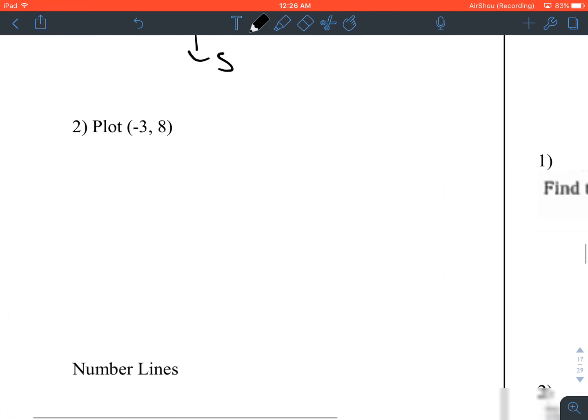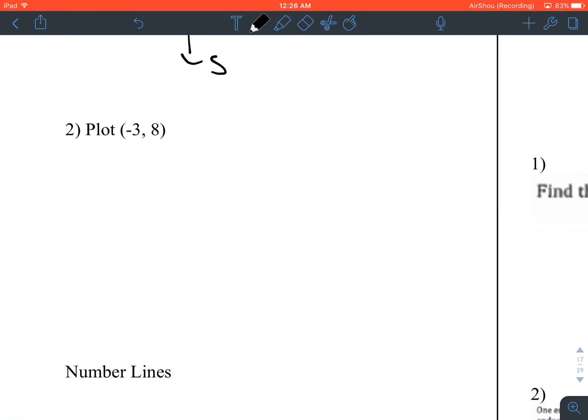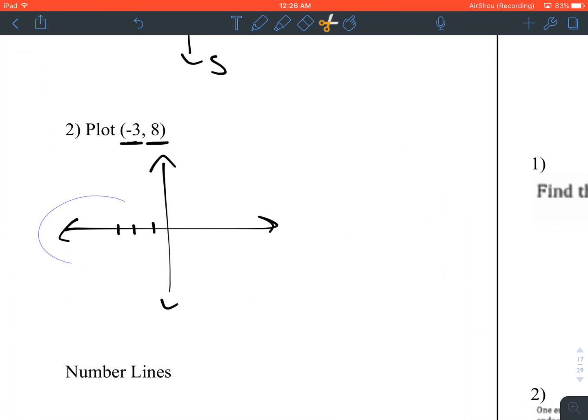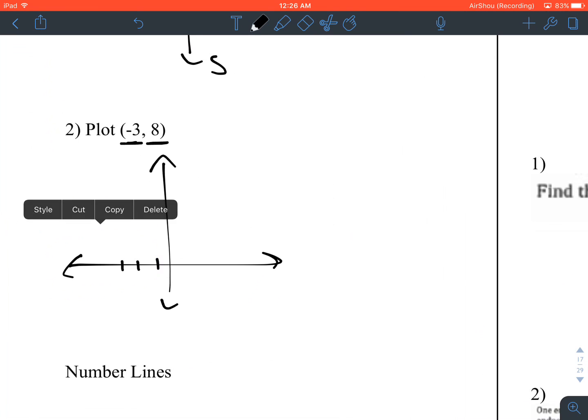Example 2, plot the ordered pair negative 3, 8. We're going to draw a coordinate plane. The first number tells you to go left or right. It says go left 3. The second number tells you how far up or down to go. It says to go up 8. 1, 2, 3, 4, 5, 6, 7, 8. So that's about right here, negative 3, 8.